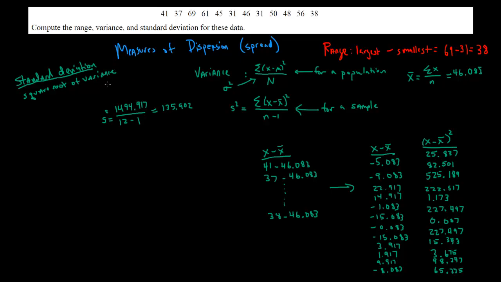So here's the variance. Now we just need to take the square root. So S equals the square root of 135.902, which equals, let's see real fast, 11.0658. Okay, so there is the standard deviation.